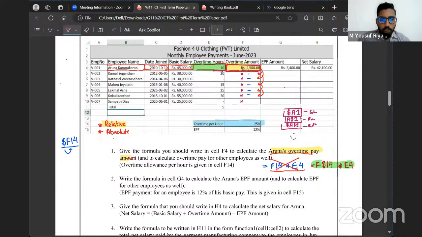If you want, you can also mention $F, $14 into E4. Or you can mention $F, $14 into $E4 also. You can mention other variations as well. I have given you the minimum requirement. Is that clear, all of you? Got it?